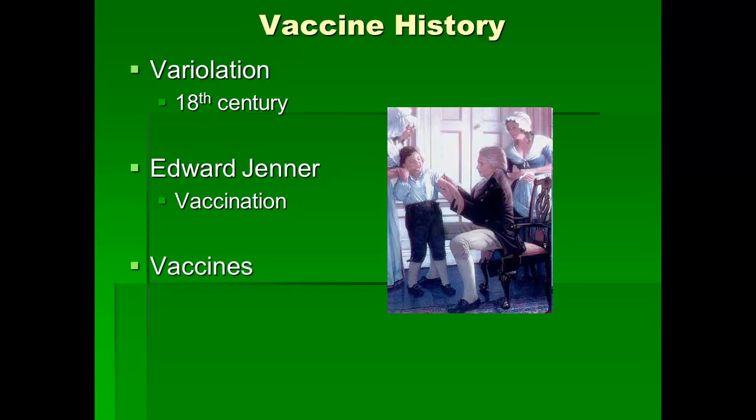Vaccines are injections of antigens to induce immunity. Herd immunity results when most of a population is immune to a disease.